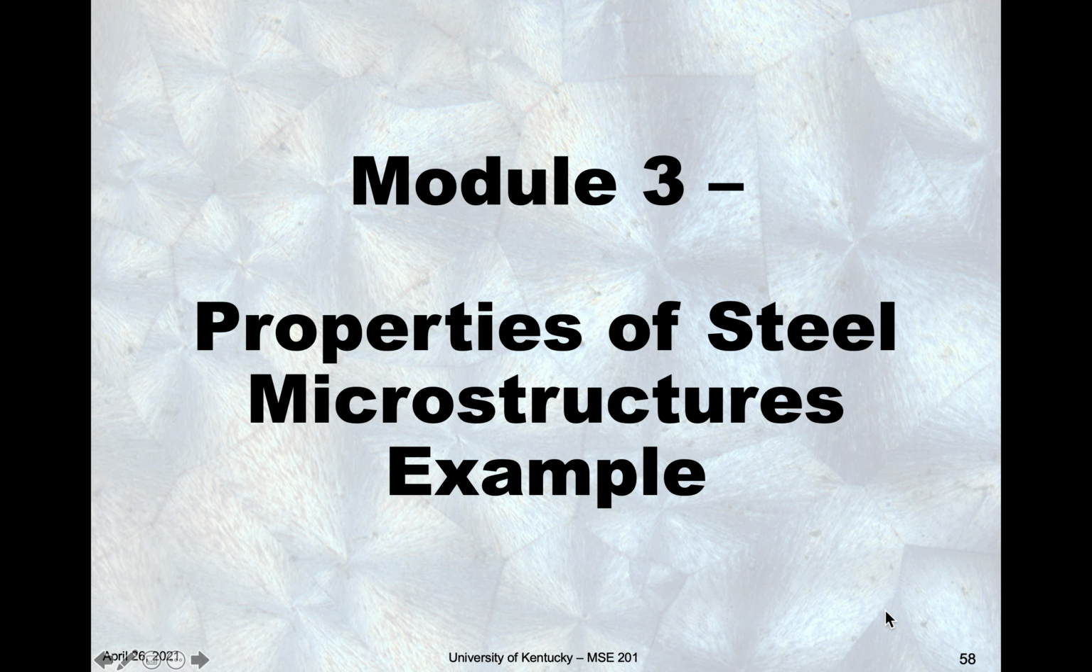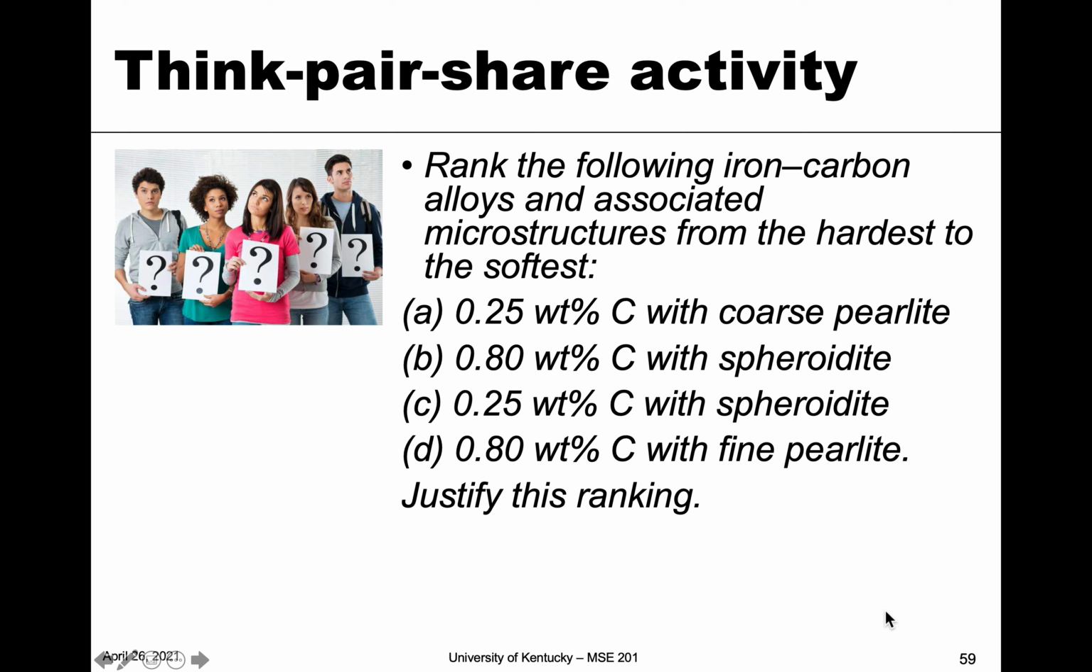So now we're gonna go through an example of these properties of steel microstructures and see if we can work a problem with this. So what I'm asking you to do here is rank the following iron carbon alloys, so steel, with their associated microstructures from hardest to softest.